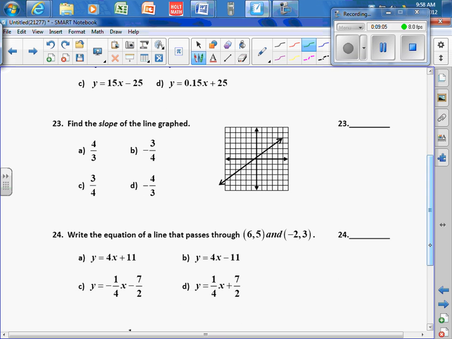23, find the slope of the line graphed. Since it's going uphill, we know the slope has to be positive. Eliminate those two choices right there. Pick any 2 points. I see a point right here and right here that says rise 3 and run 4. The answer is C.